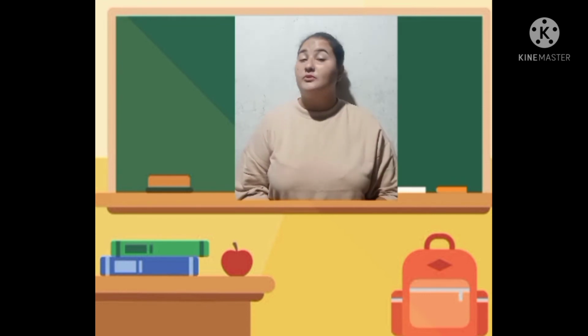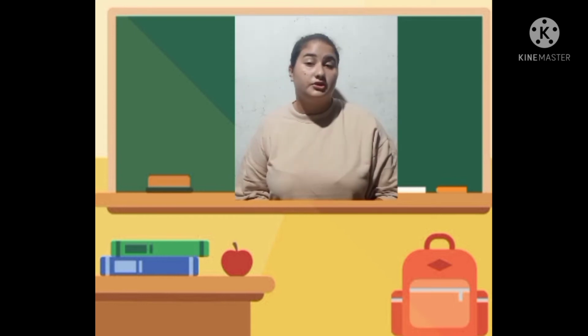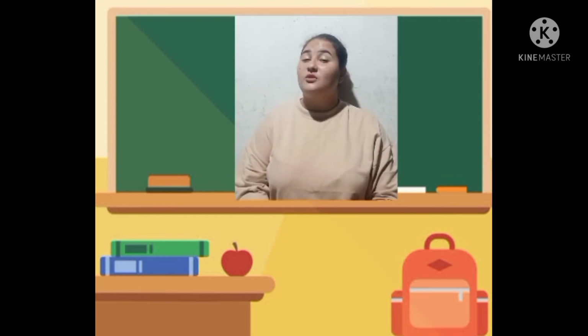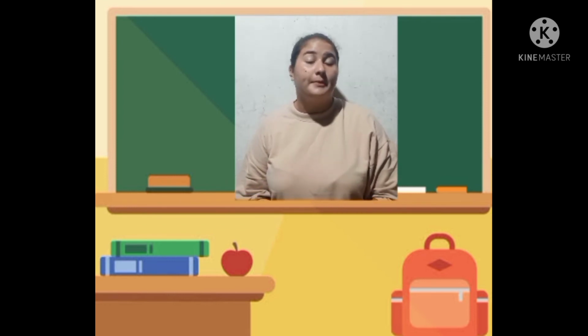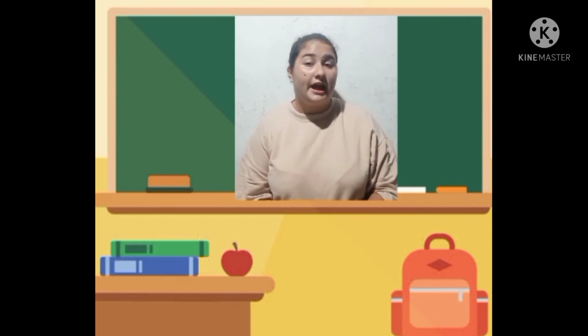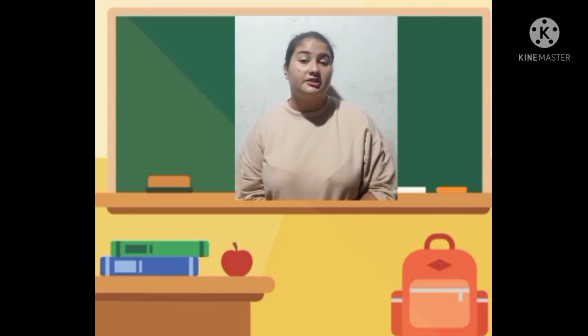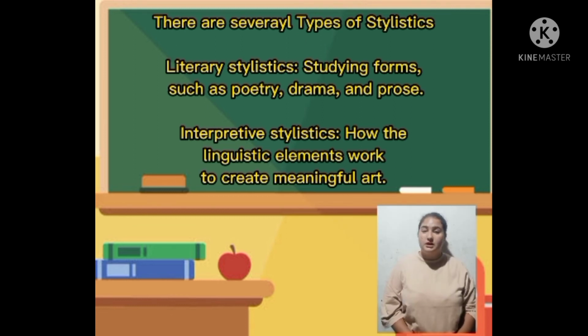Another example is the language of advertising, politics, religion, individual authors, etc., or the language of a period in time. All are used distinctively and belong in a particular situation. In other words, they all have a place or are said to use a particular style. There are several types of stylistics. First, literary stylistics is the study of forms such as poetry, drama, and prose. Second is the interpretive stylistics.